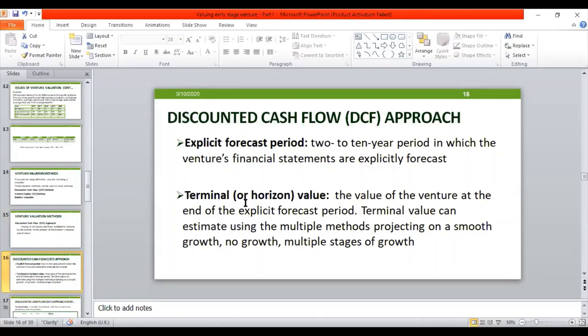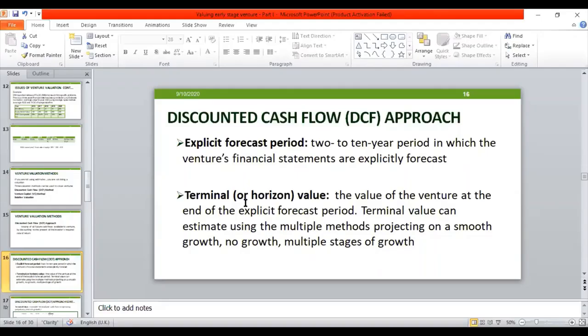So, explicit forecasting period and the terminal value. You all know that in valuation, we can divide the forecasting period into two: the explicit forecasting period and the period beyond it, which we call the implicit period. The explicit forecasting period is the period where analysts can look into the future and predict or estimate the financial statements. Normally for a venture, 2 to 10 years can be considered as the explicit forecasting period. Thereafter, beyond that period is considered the implicit period.